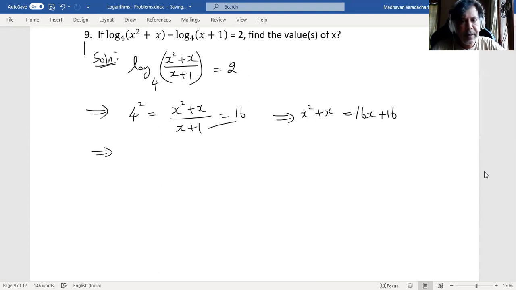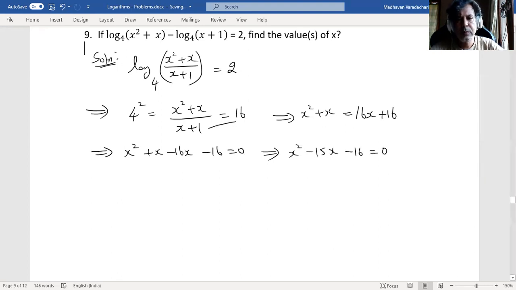Means we can express this as a quadratic equation. x square plus x minus 16x minus 16 equal to 0, which is x square minus 15x minus 16 equal to 0. Now we need to think about expressing this. We can write it as minus 16x plus 1x, because minus 16 into 1 is minus 16.